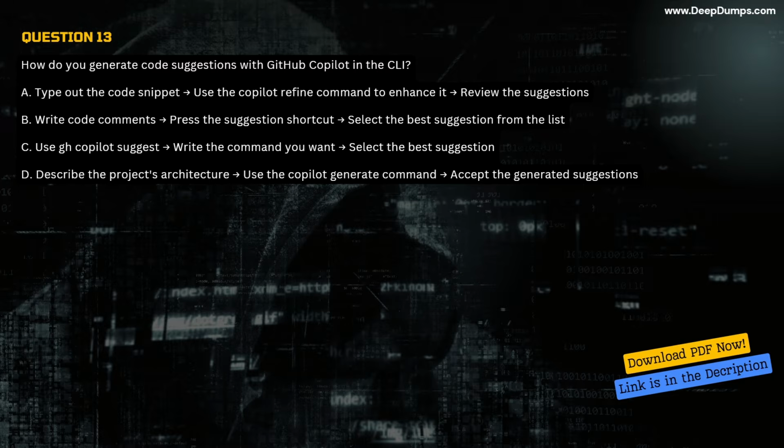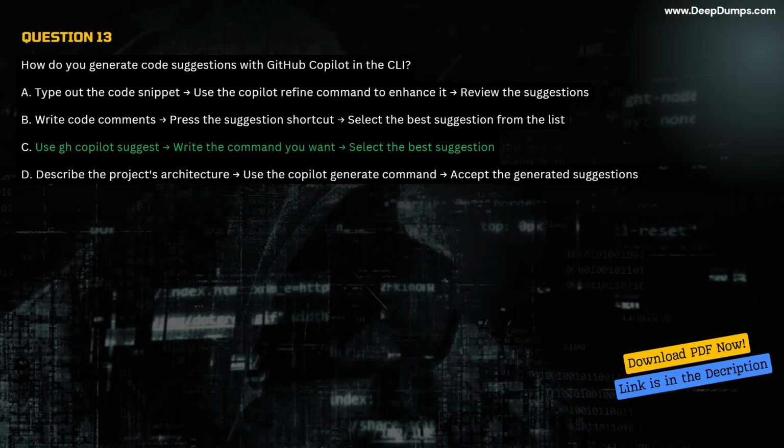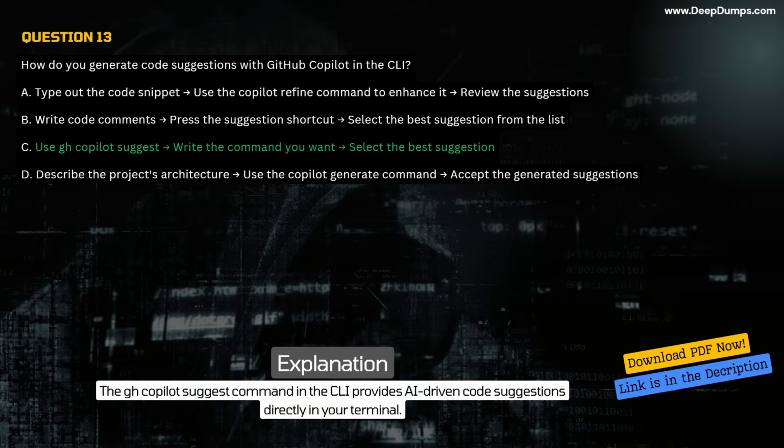Accept the generated suggestions. Correct answer, C. Use GH Copilot Suggest. Write the command you want. Select the best suggestion. Explanation. The GH Copilot Suggest command in the CLI provides AI-driven code suggestions directly in your terminal.